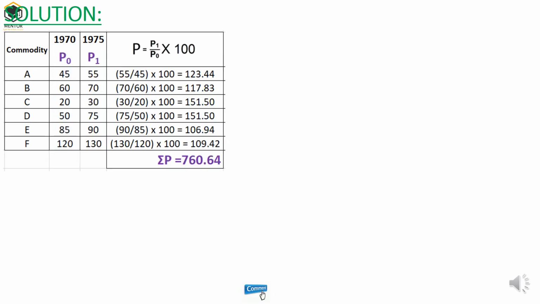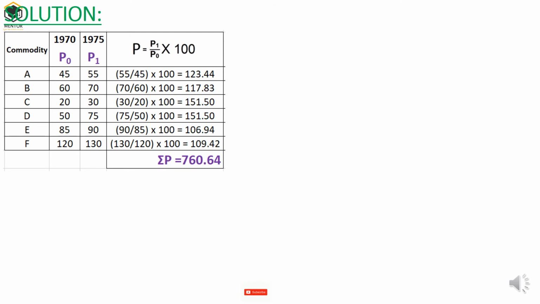The final values for the price relative will be: for commodity A, 123.44, for B 117.83, for C 151.50, and so on till F we have 109.42. These are the price relative values for each individual commodity. Now we have to find the summation of P. The summation of all price relatives will be 760.64.